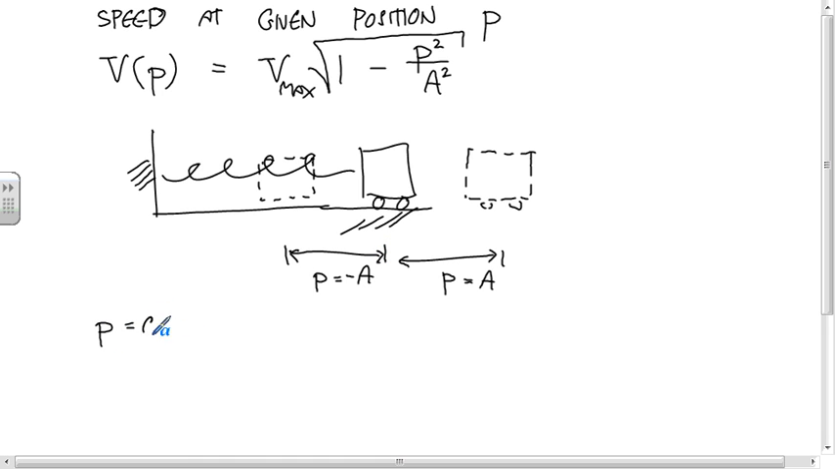Well, at P equals 0, what do we expect this formula to give us? We expect it to give us V max back, because that's where that maximum speed occurs. So plug 0 in for P. You get 1 minus 0, so you get 1 inside the square root. Square root of 1 is 1. And so V of 0 is equal to V max. Okay, so that works. Yay.